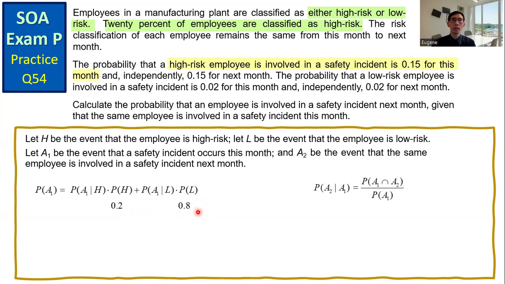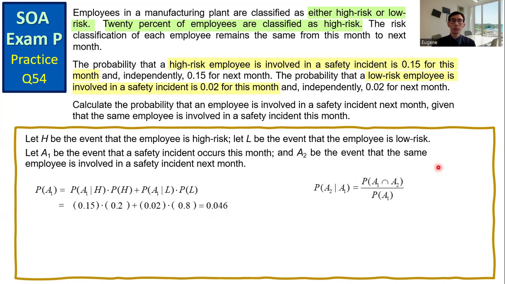A high-risk employee having a safety incident is 0.15 for this month. The probability of A1 given H is 0.15. And for a low-risk employee, the probability is 0.02. We have the probability of A1 given L is 0.02. Upon calculation, we get P of A1 equals 0.046.